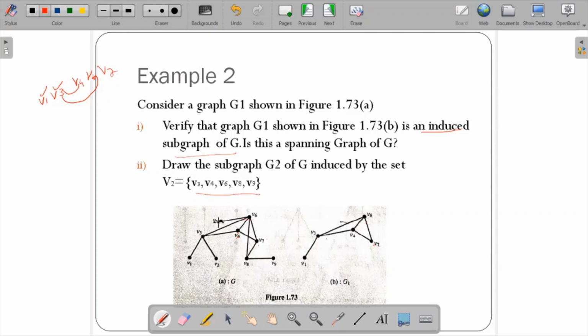There are missing vertices like v5, v8, v9. These vertices are missing. In a spanning subgraph, all the vertices should be there. So that is regarding the second one. I hope it's clear with the explanation of the second one.